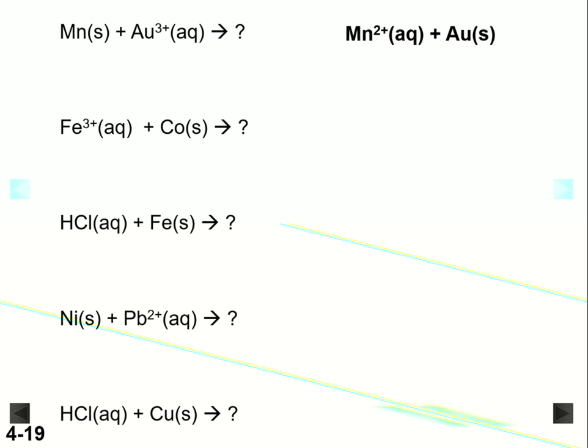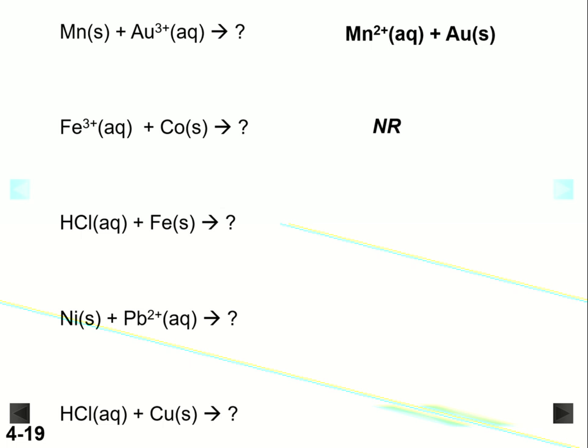Next up, let's look at iron 3 and cobalt. Which species is higher in the activity series, iron or cobalt? Iron is. And since iron is already ionized and it's higher in the activity series, nothing happens. The reactants stay as they are. There's no reaction.